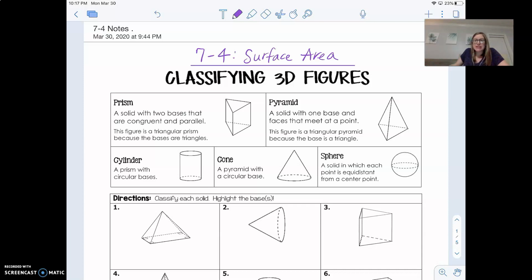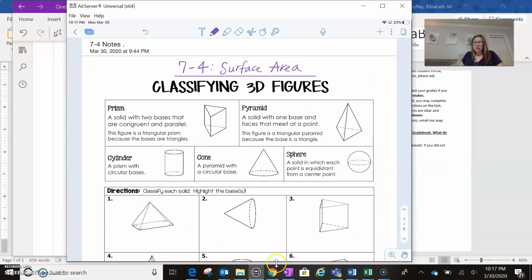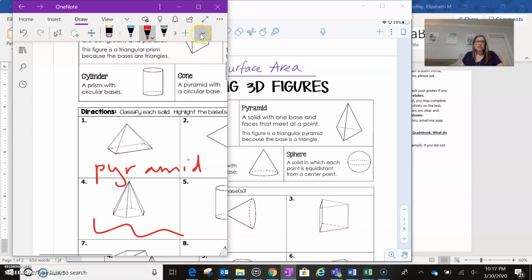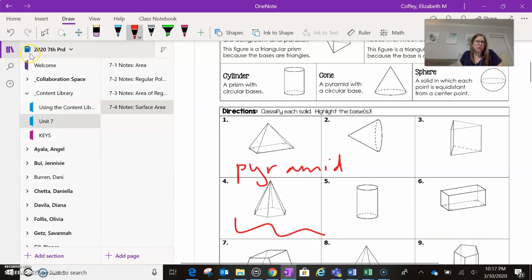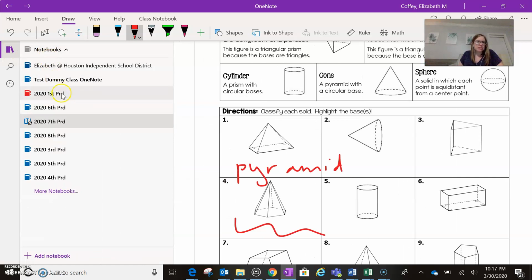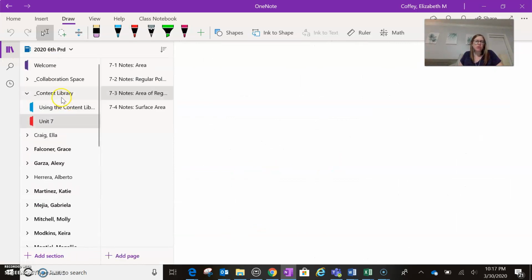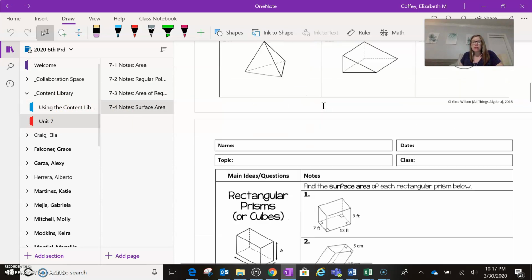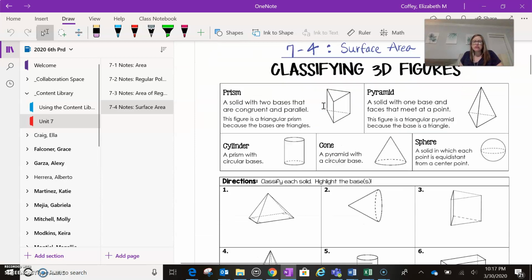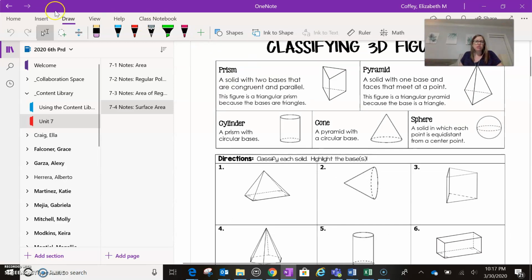But for now, we're going to take some notes on either our geometry notebook or OneNote. If you want to continue to use OneNote, I will continue to post the notes. I was playing around here with this one. Just remember, you want to go to, let me pick a random class here, the Content Library. Click on Unit 7, and you'll see I posted the blank copy of the notes for 7.4 that we're about to do. Then you can draw on that.